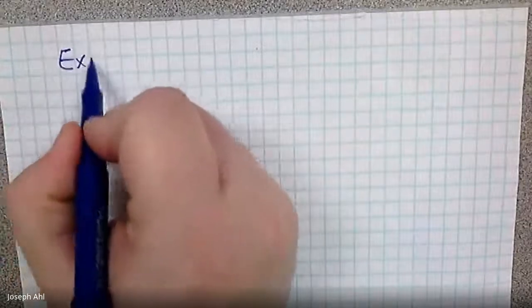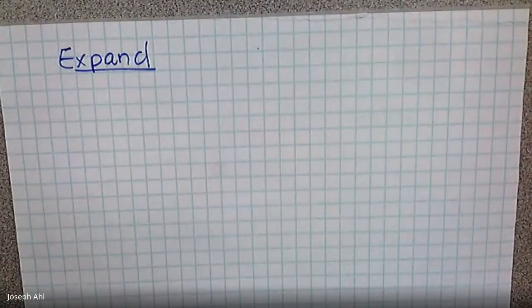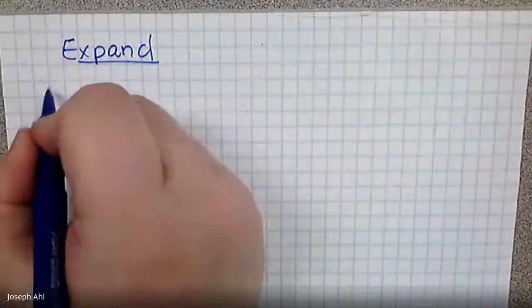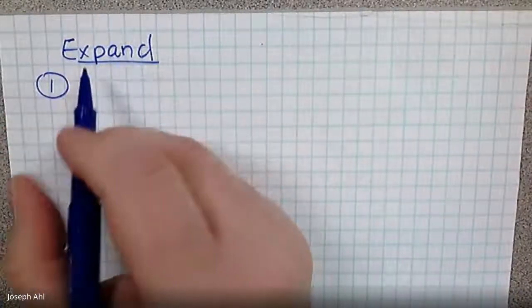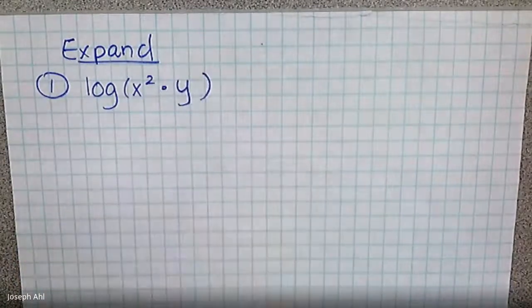So the last thing we should really do, now that we have those properties, is some practice where we convert back and forth between those forms. We're going to start by expanding some logarithms. The first one that we'll look at is, let's expand log of x squared times y.